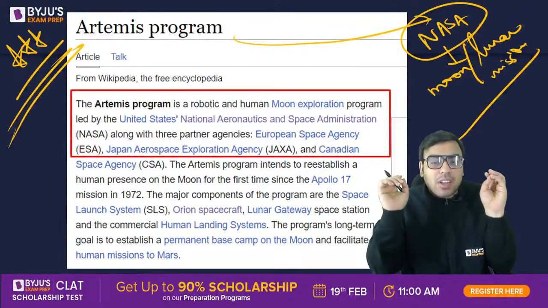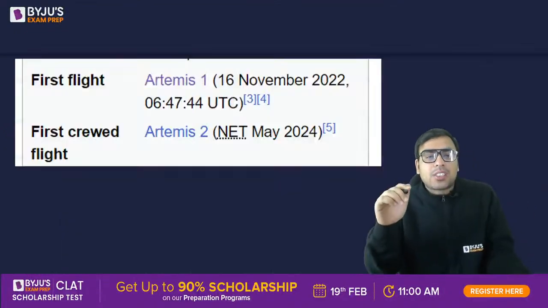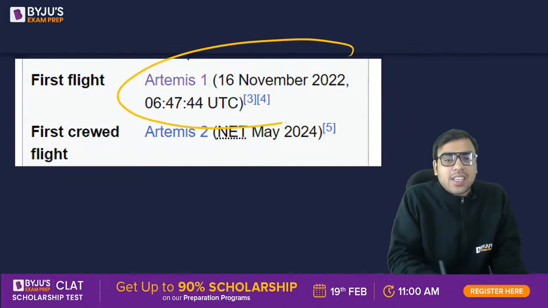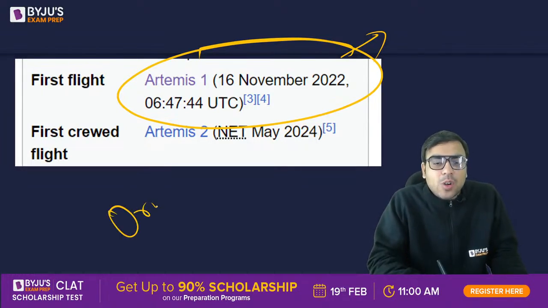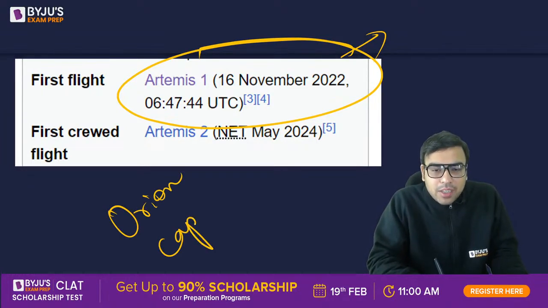What is the Artemis mission of NASA? It is important because recently it was very much in the news. Last year, on 16th November, the first mission, Artemis 1, was launched. So what is the purpose of it? Then there is the Orion capsule. Go and read about it.